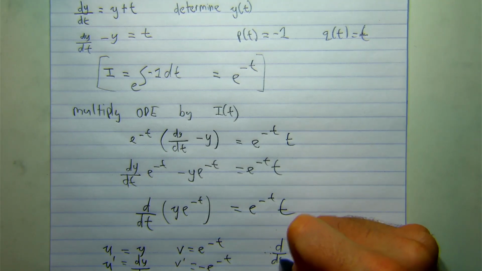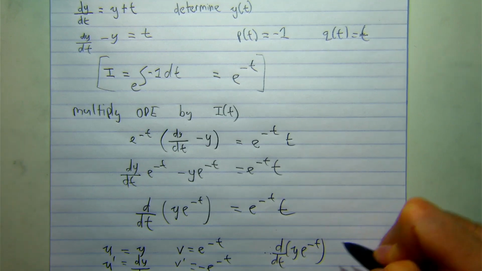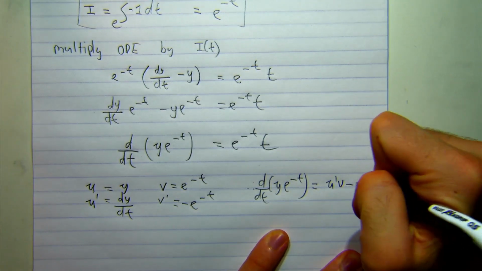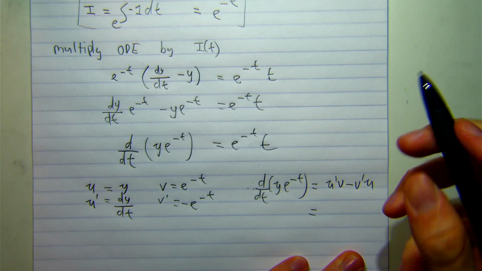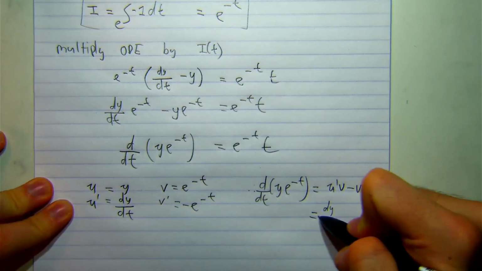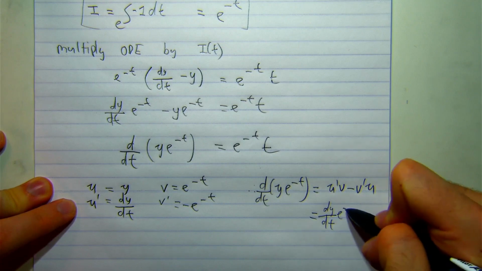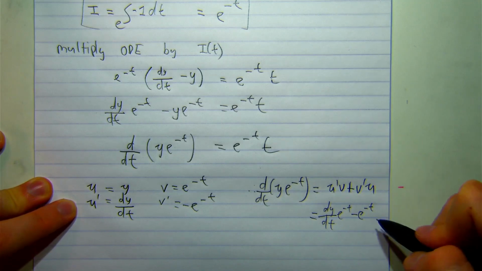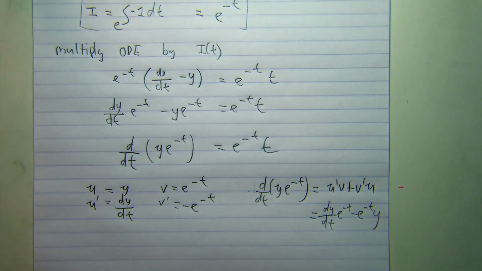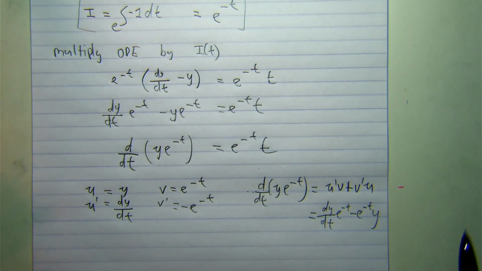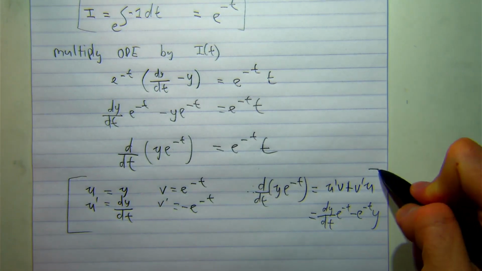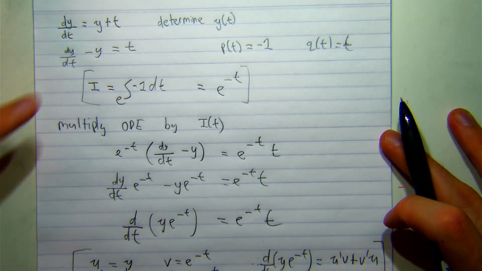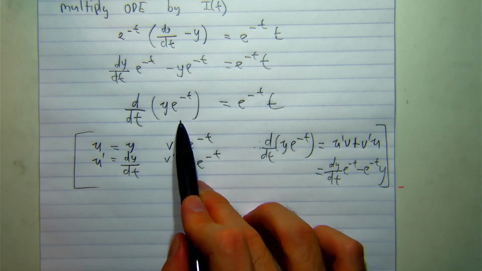Therefore, d on dt of y e to the minus t is equal to u dash v minus v dash u, and that is equal to dy on dt e to the minus t minus minus e to the minus t, so that's a plus e to the minus t y. So that is exactly why this is equal to this, just in case it's not clear. And this will work every time if you use your integrating factor and establish it with this method. Okay, back to here.